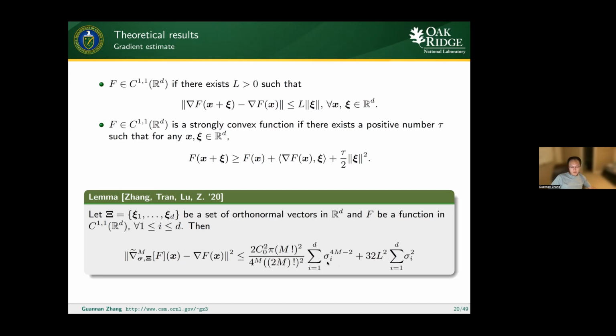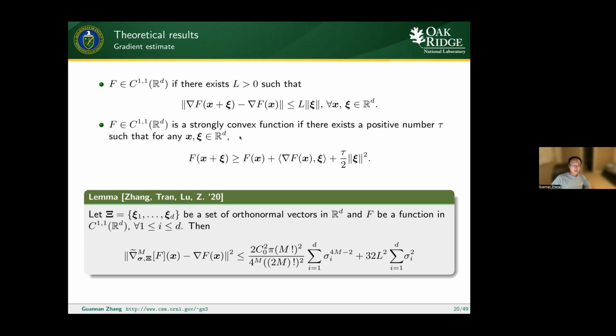And for both terms, you can see there's a sigma, which is a smoothing radius here. And when sigma goes to 0, the error will go to 0, which demonstrates that as the smoothing radius goes to 0, our gradient will approximate the local gradient. That's kind of the first sanity check.